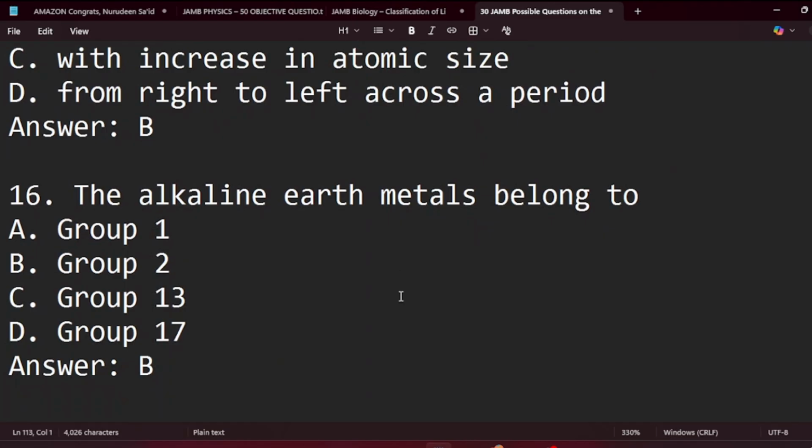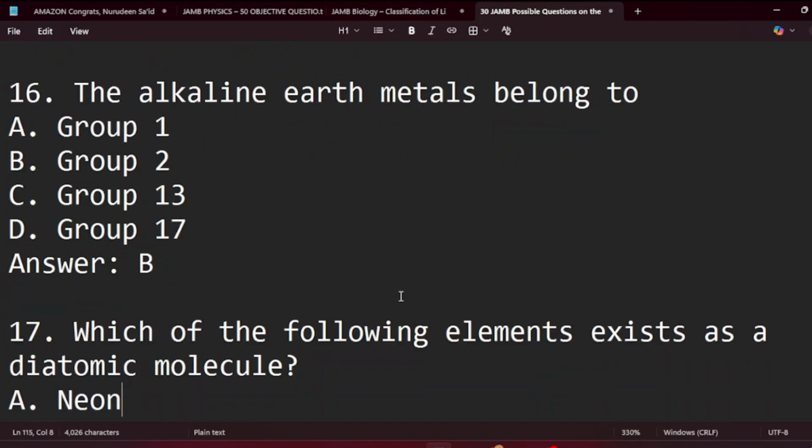Question number 16. The alkaline earth metals belong to A. group 1, B. group 2, C. Group 13, D. Group 17. The answer is B, which is group 2.